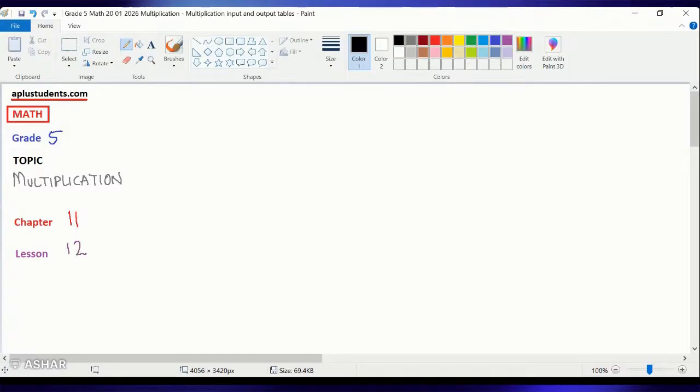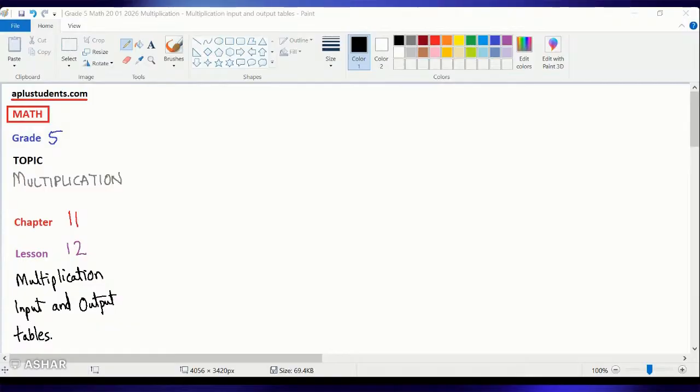The name of the lesson is multiplication, input and output tables. So let's go to grade 5 maths, chapter number 11 and lesson number 12. It says multiplication, input and output tables.